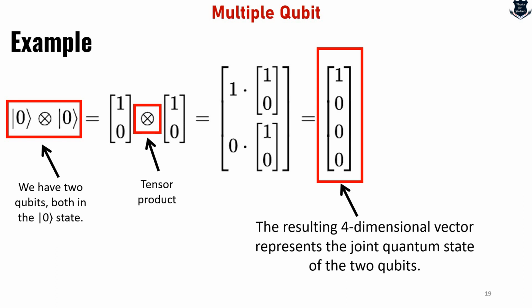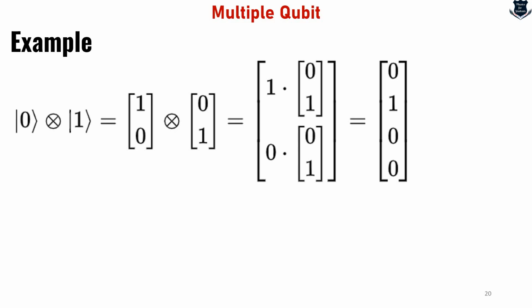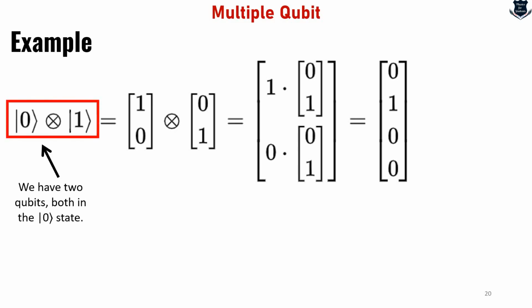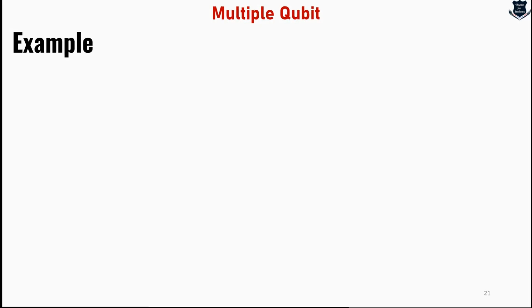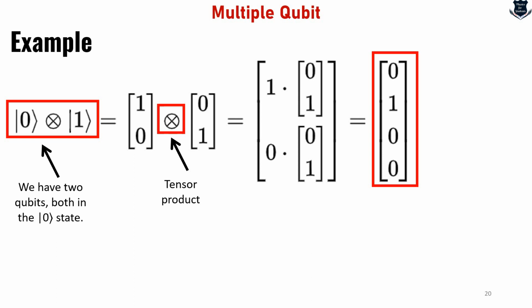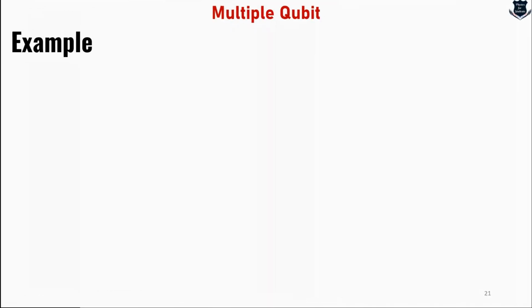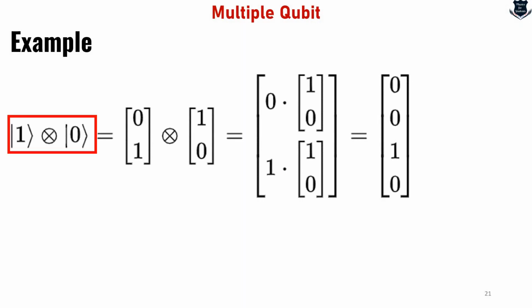So a quick summary: the tensor product is a fundamental operation in quantum mechanics. It allows us to represent joint states of qubits as a single vector, and the dimension of the joint state increases exponentially with the number of qubits. This is important. We see the next example, which is something like this. Here we are combining 0 and 1, so we have the qubits in 0, 1. Here also we are using the tensor product, and here we again get a four-dimensional vector. You can see the second element is non-zero. Let us go to the next example. Here we are combining 1 and 0.